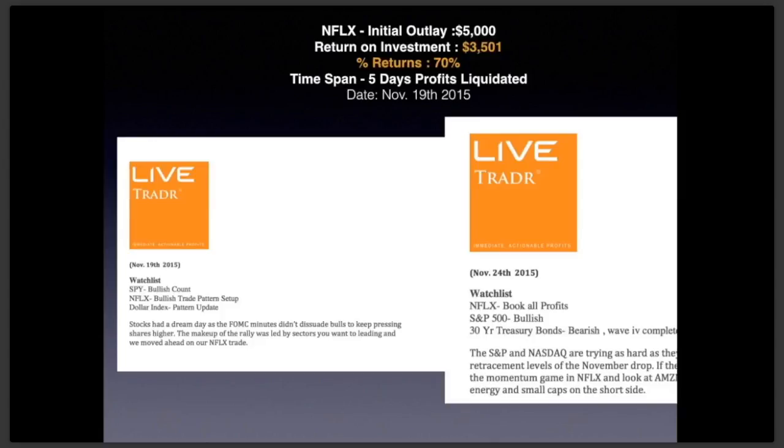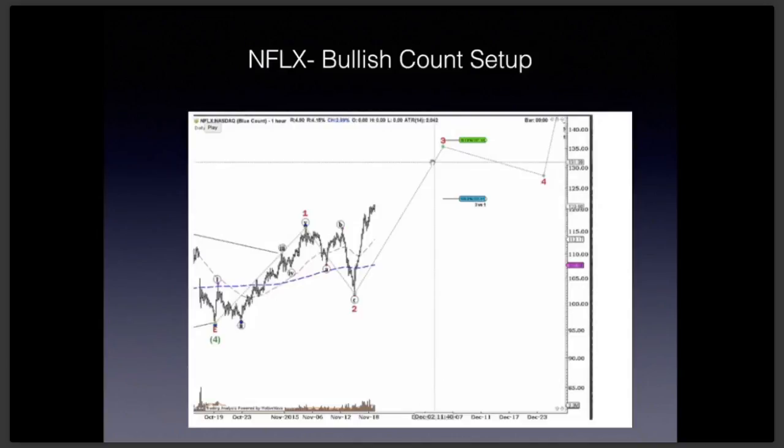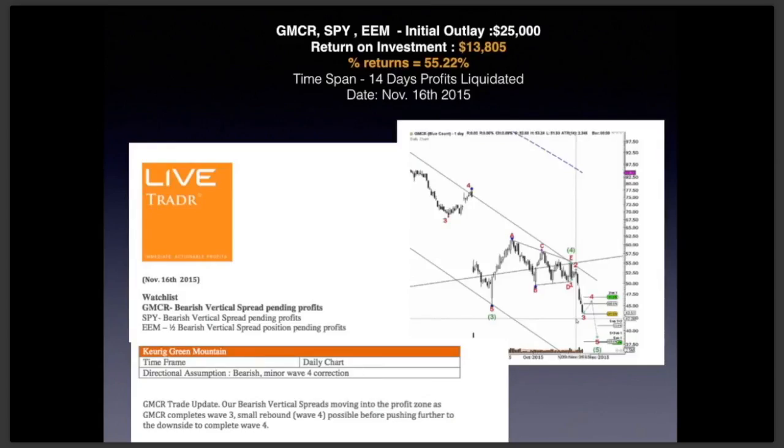So this is an example of Netflix. Initial capital outlay about $5,000, return on investment about $3,500. If you let it expire worthless and it's a credit spread, you expect 100% from your $5,000 initial capital. This is how we capitalize on a move from wave 2 to wave 3. This will be a green box. Green Mountain Coffee, GMCR, bearish vertical spread, and this will be a green box.